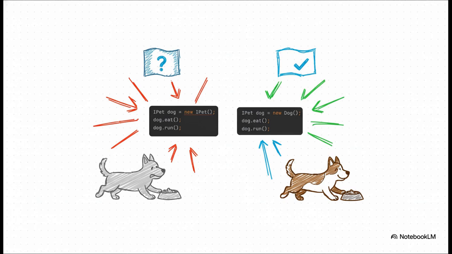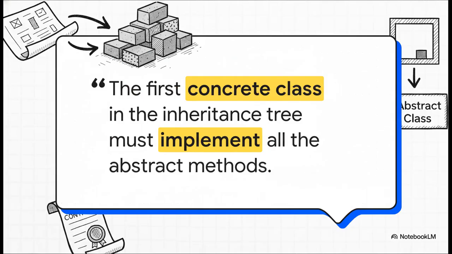And this right here is a perfect illustration of that idea. On the left, that code is illegal. You can't just create an iPet because it's only a blueprint, a set of rules. But on the right, the code works just fine because we're creating a dog object, which is a real, concrete thing that promises to follow all the rules laid out in that iPet blueprint. And this quote really nails it. It's the contract in action. If a class says, I'm going to follow this blueprint, then it's on the hook. It has to provide the real concrete details for all the abstract parts of that blueprint.